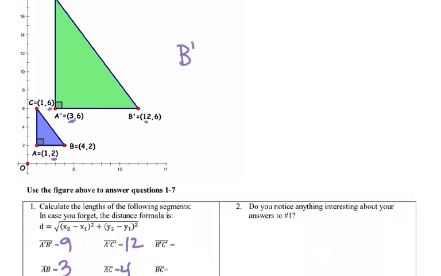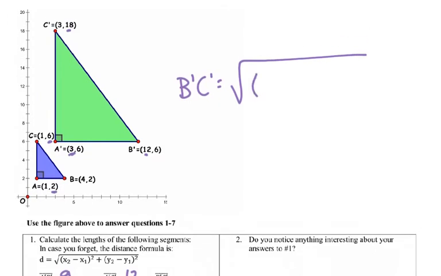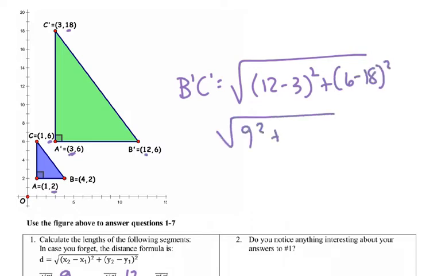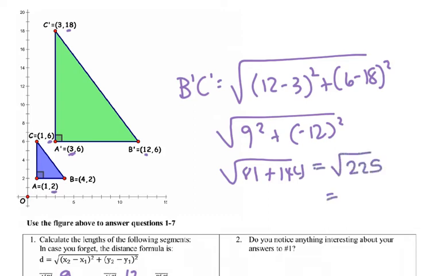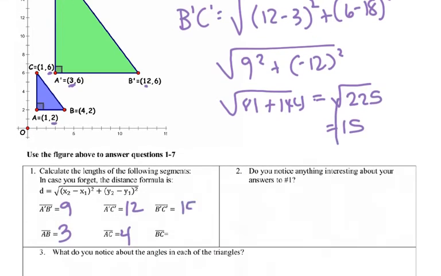Okay, BC, we are going to need the distance formula for that. So to do B prime C prime, we're going to do the x coordinate minus the x coordinate squared, and then the y coordinate minus the y coordinate squared. So we're going to have 9 squared plus negative 12 squared, so it's going to be 81 plus 144. And so that's going to come out to be the square root of 225, which we know is equal to 15. So B prime C prime is 15.